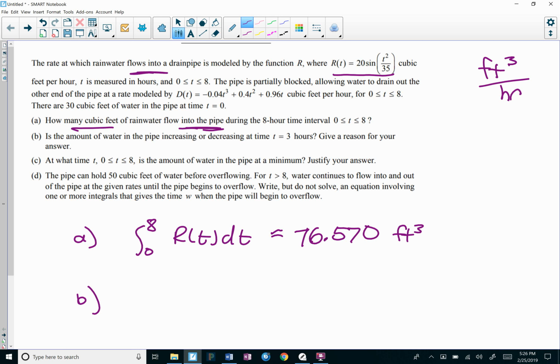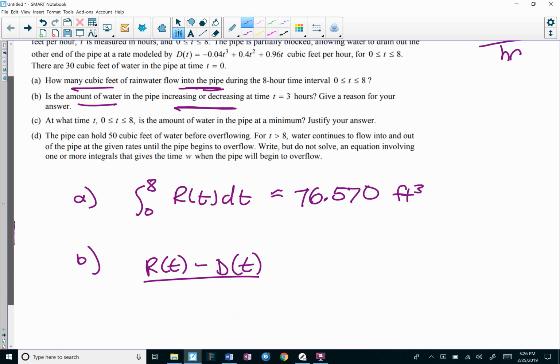Is the amount of water in the pipe increasing or decreasing? Well, we have to be careful with the amount of water because water is flowing into it at a rate of R of T. So that's the rate at which it's flowing in, so that is the derivative, but it's leaving at a rate of D of T. So this is actually the derivative of the amount of water, and that's exactly what we want. We want to know if it's increasing or decreasing, so we want the derivative. These are the rates.